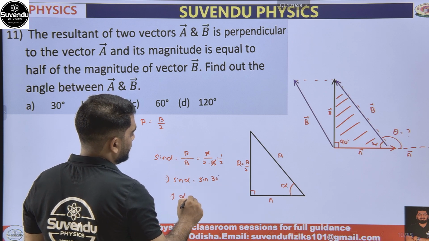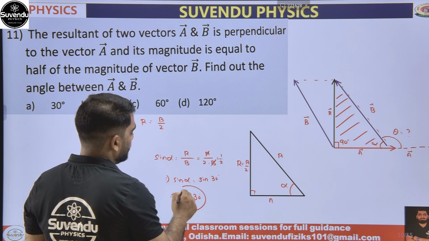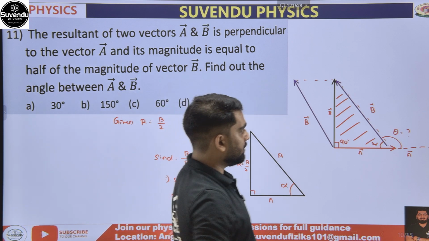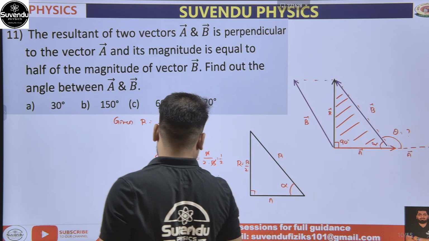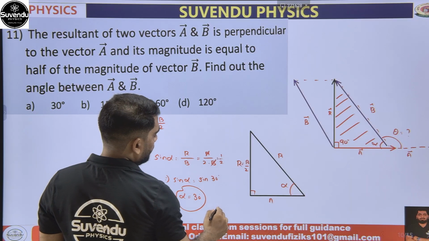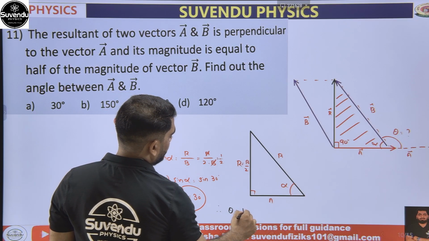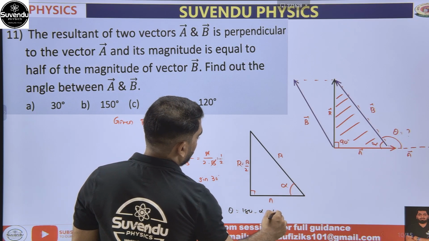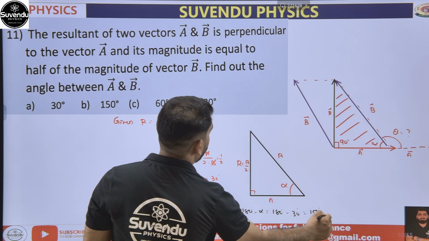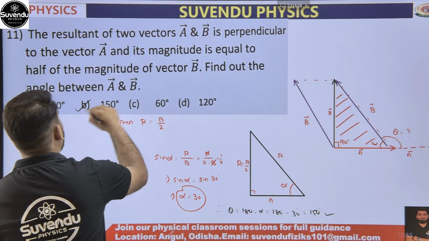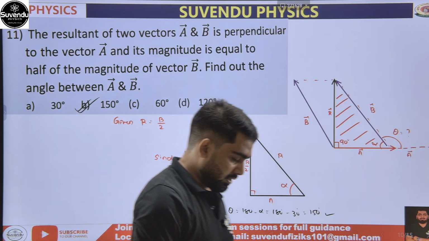That means alpha is equal to how much? 30 degree. But this is not our answer. If alpha is 30 degree, the total angle is 180. So what is theta? Theta is the angle between two vectors. Thus, theta is equal to 180 minus alpha, 180 degree minus 30 degree, that is equal to 150 degree. 150 degree. This is our correct answer as per the given question.